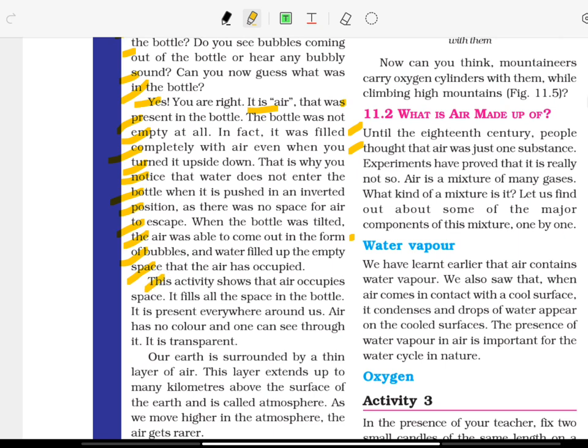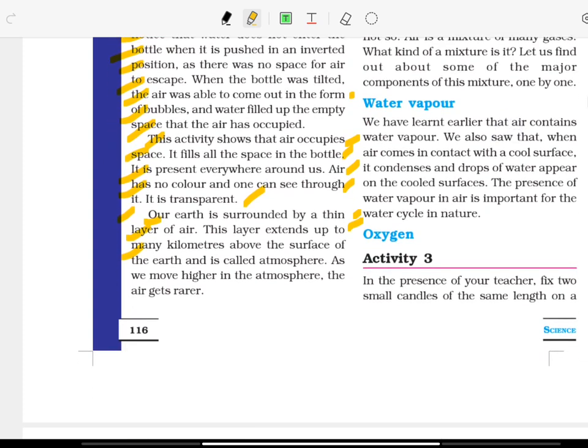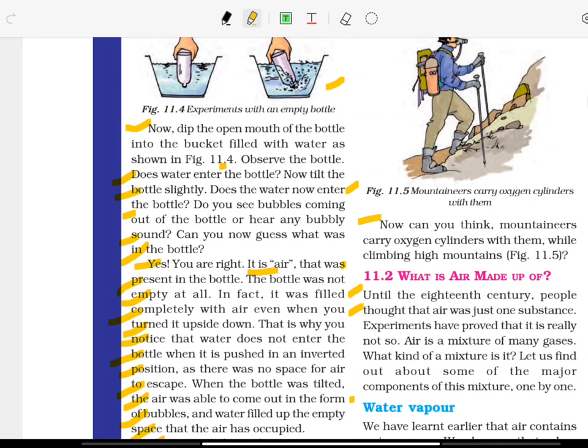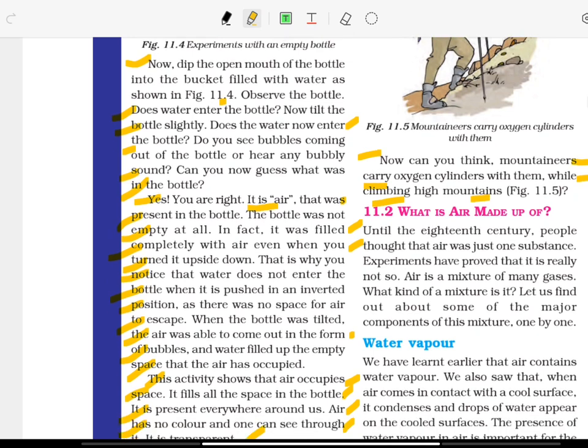This activity shows that air occupies space. It fills all the space in the bottle. It is present everywhere around us. Air has no color and one can see through it. It is transparent. Our earth is surrounded by a thin layer of air. This layer extends up to many kilometers above the surface of the earth and is called the atmosphere. As we move higher in the atmosphere, the air gets rarer. Now can you think why mountaineers carry oxygen cylinders with them while climbing high mountains?